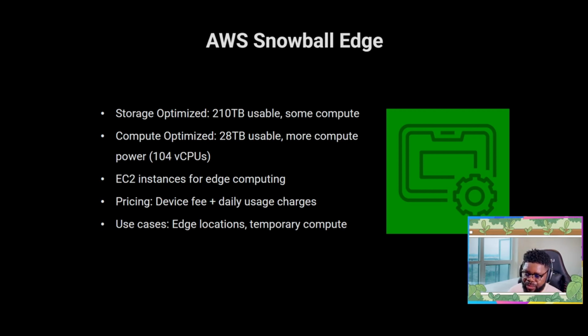And for the price, we obviously know that because you are getting a device from AWS, you're going to pay for the device itself, and then whatever charges come from you using it daily. Okay, so edge location is one of the use cases. If you wanted to do computation on the edge, it's one of the reasons why you should use Snowball Edge.